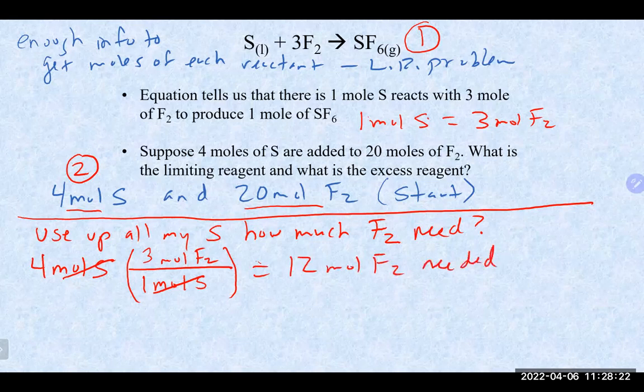Just so we're clear, the calculation I'm doing right now is not a calculation to figure out how much product or anything like that. It's simply a little calculation to figure out which one is the limiting reagent. Any questions so far on that calculation?